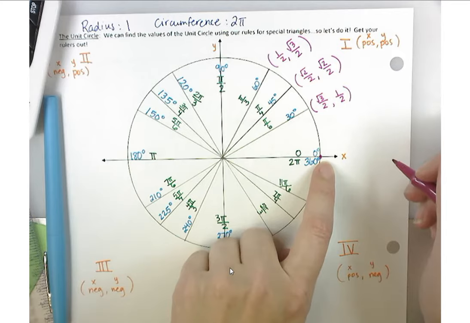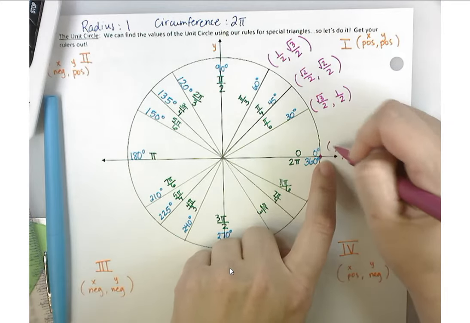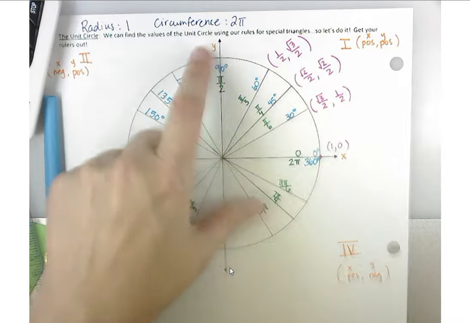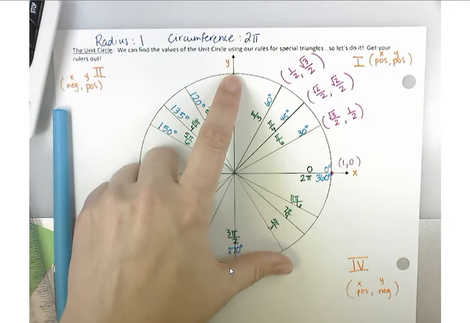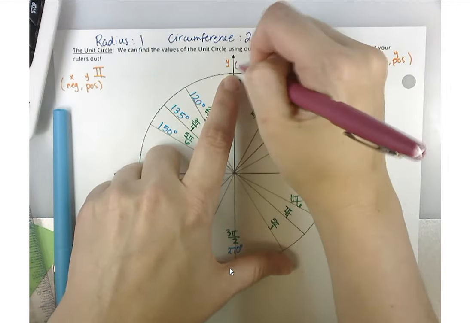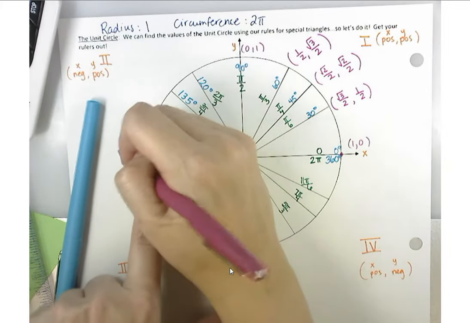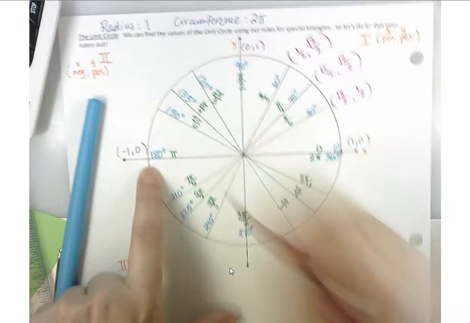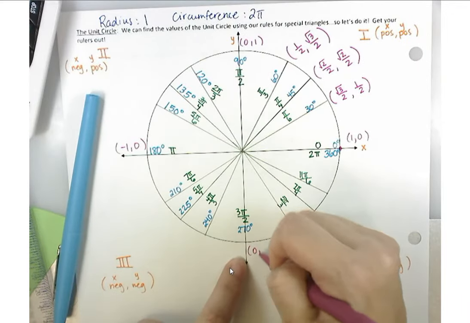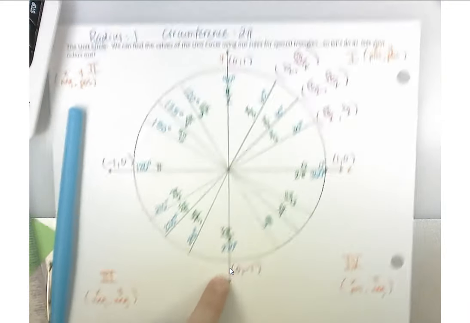1, 0. Yeah, 1, 0, right? At the top, I'd be where? 0, 1. Here I would be? -1, 0. -1, 0. And here I would be 0, -1.